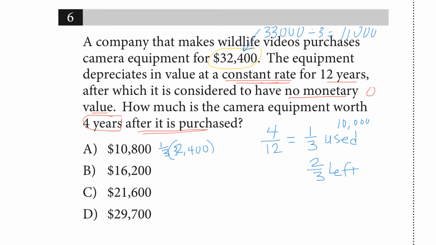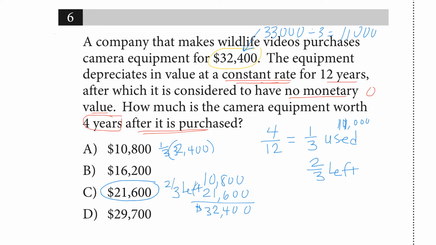That's not the answer, because they want to know how much it's worth. Well, if you used up 1/3, which is what we're saying now, it's 11,000, you're going to have pretty close to 22,000 left, which is actually 21,600. So if I take the 10,800 that was used and 21,600 that is left, this gives me exactly 32,400. So this is 1/3 and this is 2/3. This is what's left. This is the value of what's remaining. And so the answer here should be answer C without doing any calculator stuff.